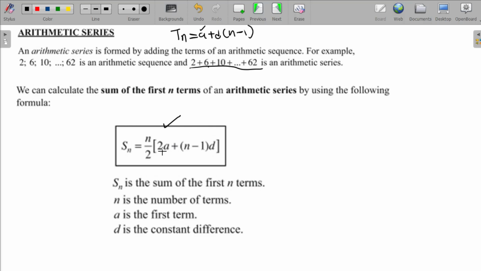Now, you need to know how to derive this formula. I did make a video about this formula in terms of how we derive it. Make sure you go and watch that video. It's very important. I will try to put the link below so that you can go and click there. So make sure you watch this video.